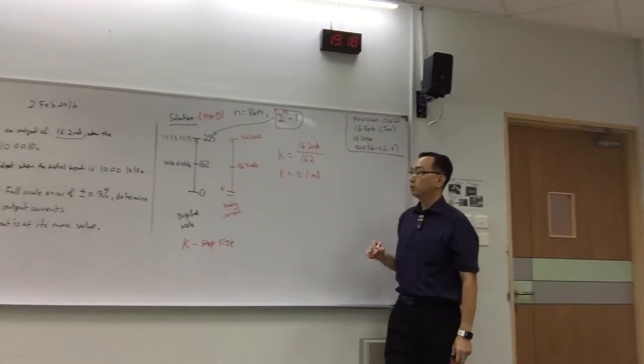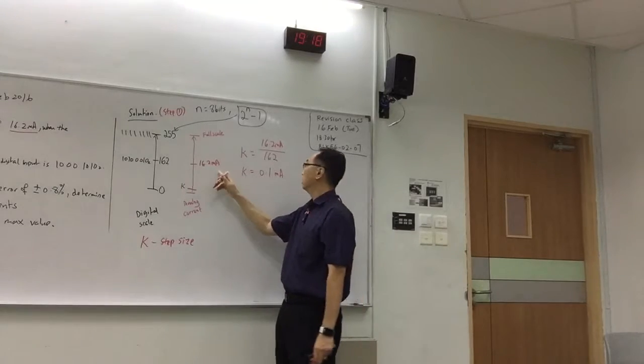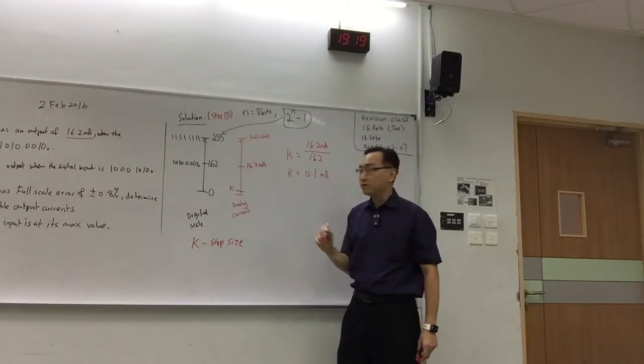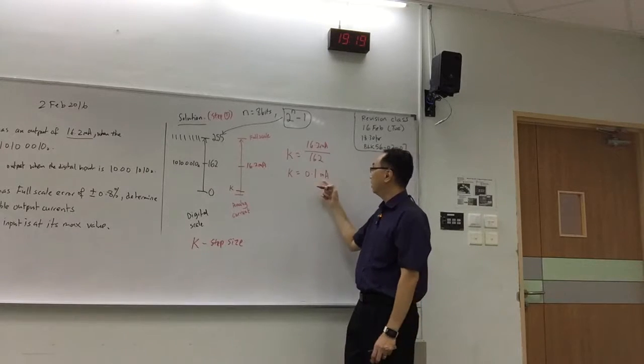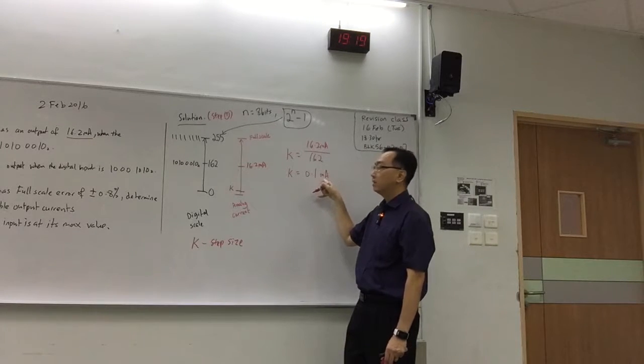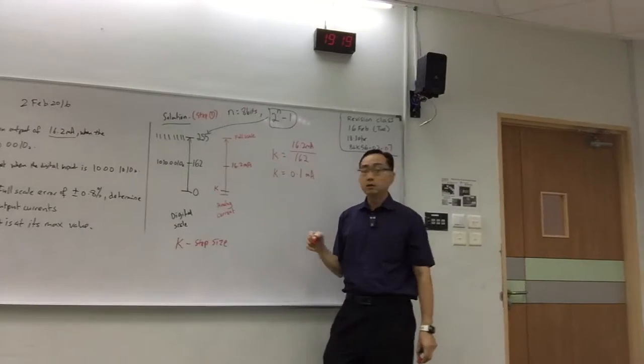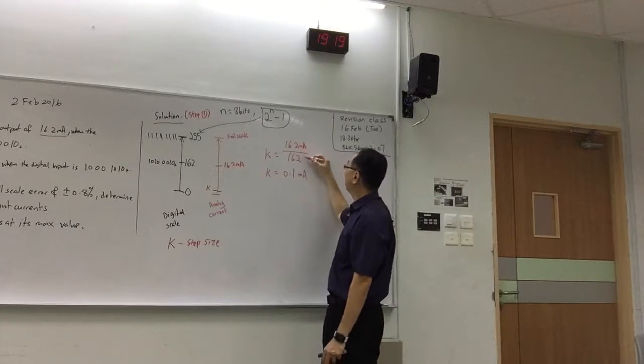What do you mean? K must have a unit, no? K is a factor that has units. So you take 16.2 milliamp divided by 162. K has the unit ampere.